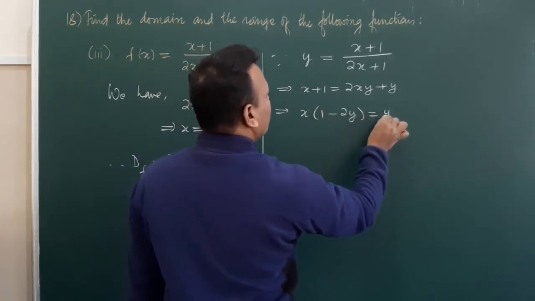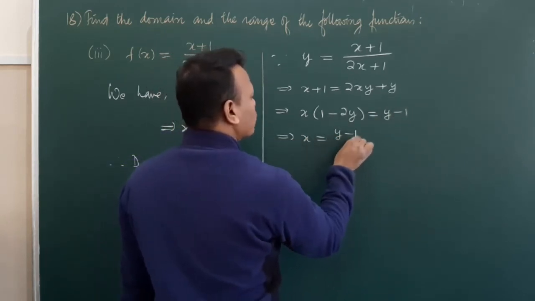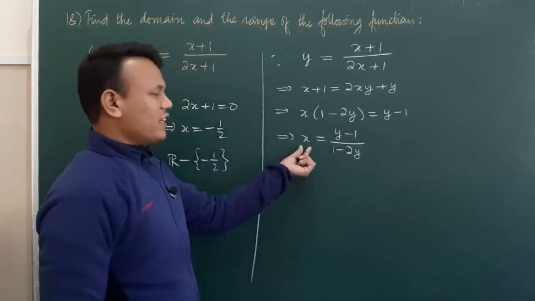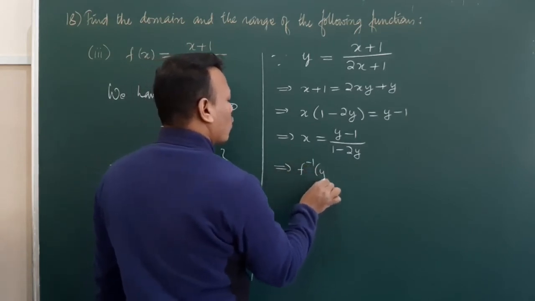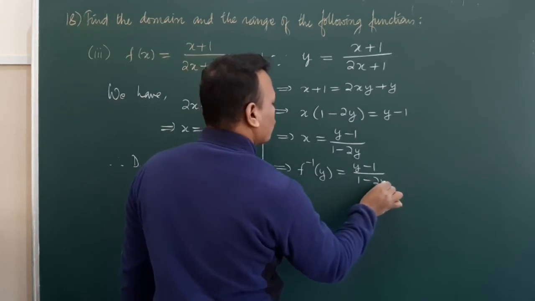So this becomes y minus 1, and from here we have x equals (y minus 1) divided by (1 minus 2y). And what is x? x is f inverse, isn't it? So this is f inverse of y equals (y minus 1) divided by (1 minus 2y).